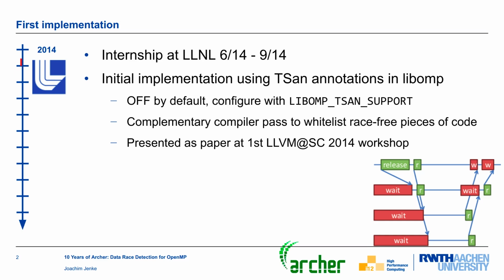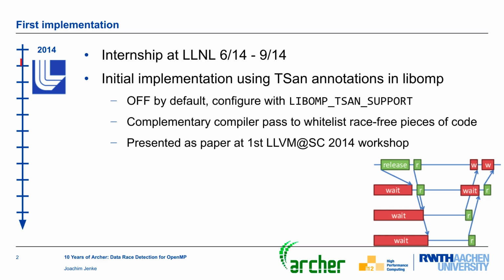In the same summer, another intern worked on a complementary compiler pass that would whitelist race-free pieces of the code and avoid ThreadSanitizer instrumentation for this race-free code, which would result in performance improvements. This work was presented in a paper at the first LLVM at Supercomputing Workshop in 2014.